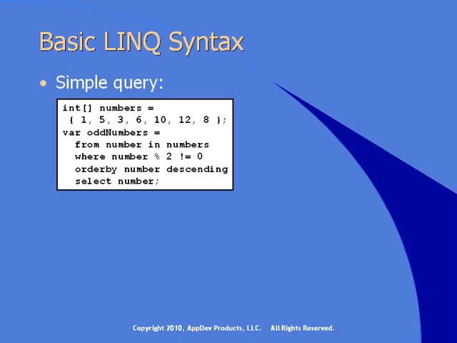Here, where number modulus 2 does not equal 0 will give us the odd values. Order by number descending, well, that orders by the number in descending order. Finally, the select statement, which says what value you want to retrieve, and in this case, it's just that value, number. Let's run the demonstration and convince ourselves that it works.